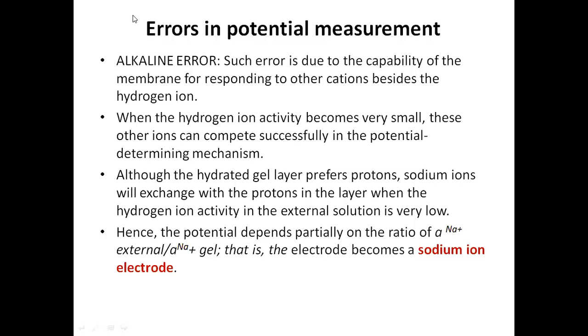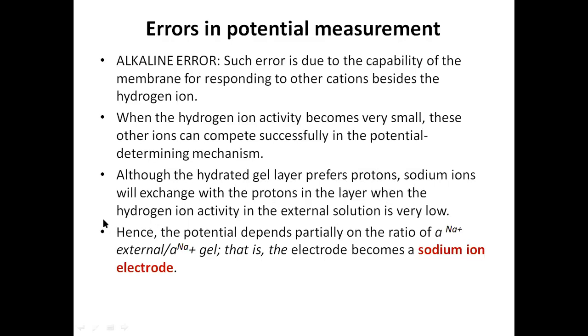So although the hydrated gel layer prefers protons, it needs protons. They love protons, but they don't get them. In place of protons, they get sodium ions and potassium ions, which can exchange through the gel layer when the hydrogen ion activity is very low. So in place of protons, they get potassium and sodium ions.